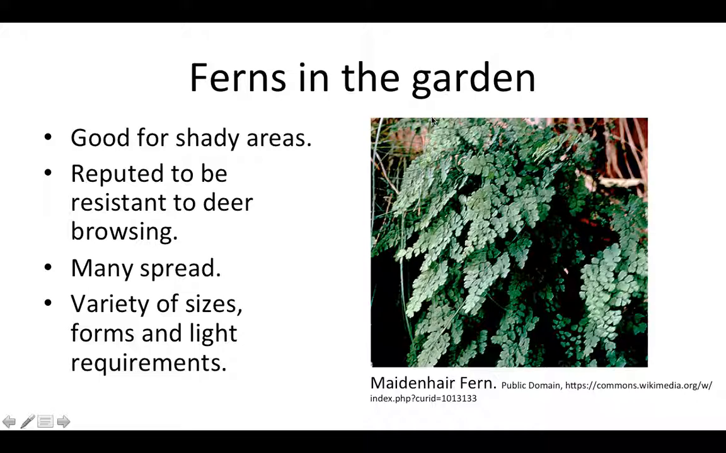Because at least some ferns do become invasive, I would strongly encourage you, if you do plant ferns, to go online and check and make sure that the species you're planting is native to the area you live in, rather than buying Asian ferns and planting them here and risking that they will then spread and take over natural areas.